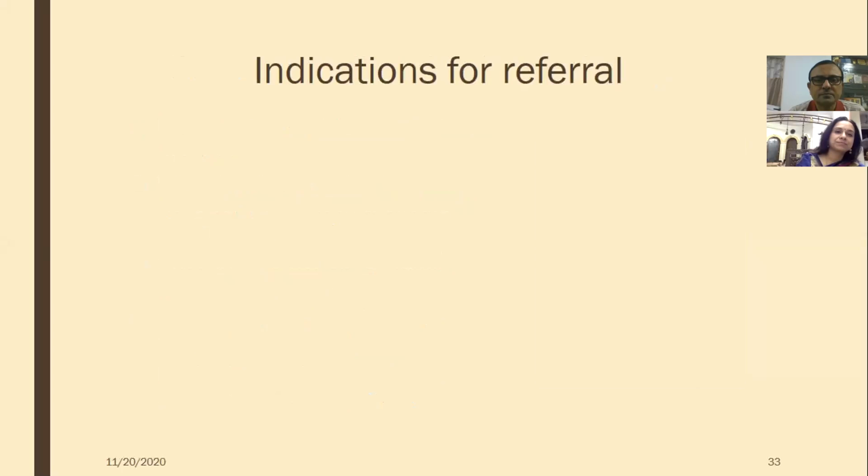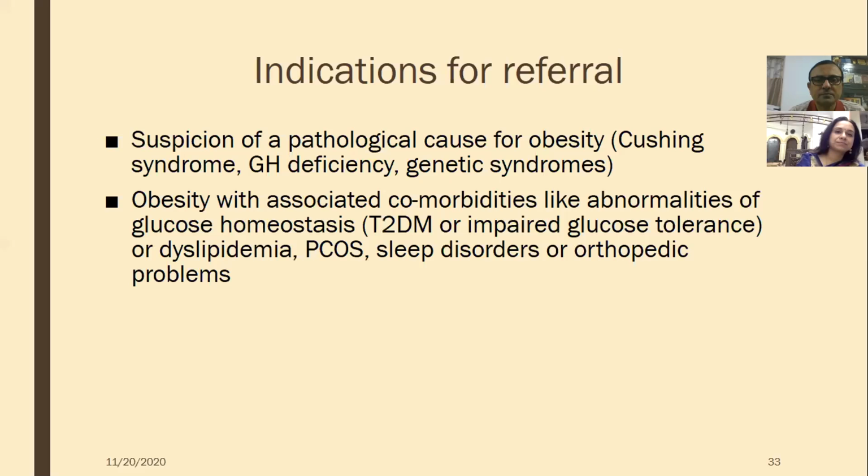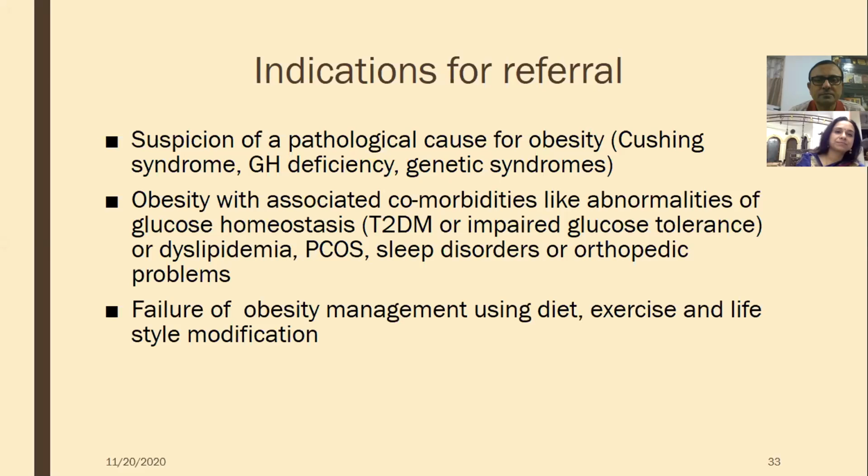So, when should a pediatrician refer a child for further management, maybe to an endocrinologist? Suspicion of a pathological cause for obesity, such as Cushing syndrome, genetic syndrome, CNS involvement, etc. Obesity with associated comorbidities like abnormalities of glucose homeostasis, dyslipidemia, PCOS, sleep disorder, or orthopedic problems. Failure of obesity management.